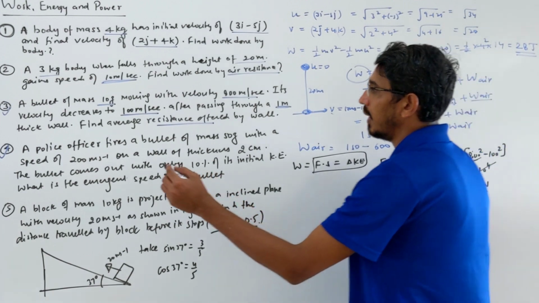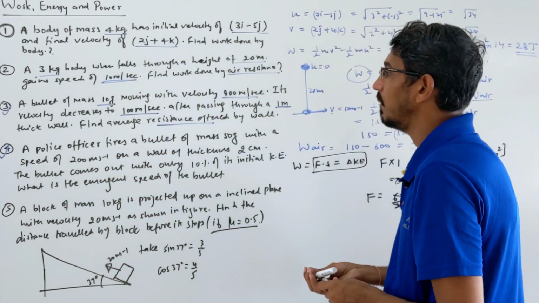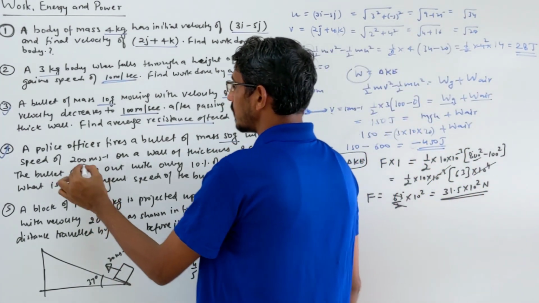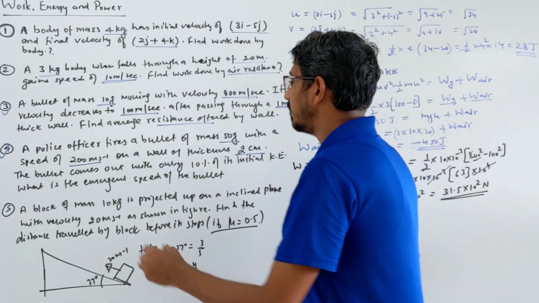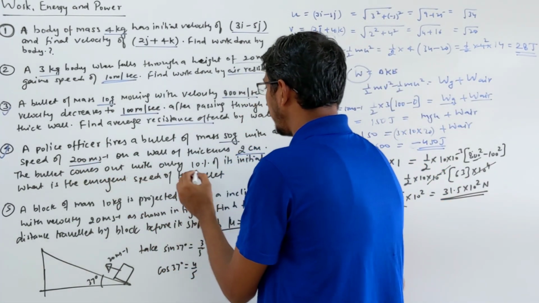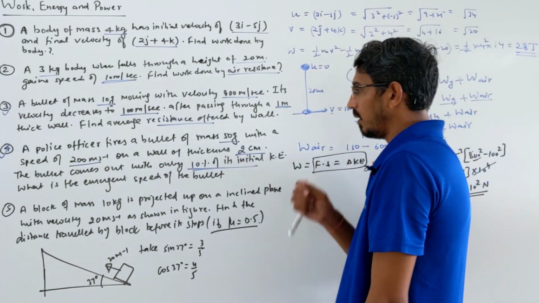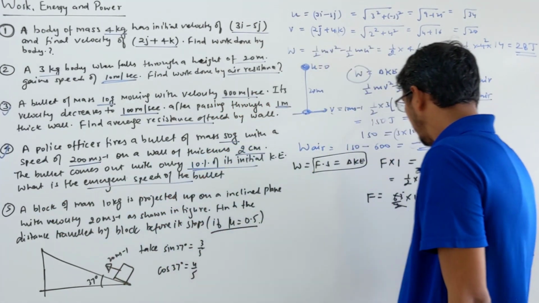Now next question. A police officer fires a bullet of mass 50 gram with a speed of 200 meter per second. Bullet mass and velocity are given, on a wall of thickness 2 centimeter. Thickness of the wall is given. The bullet comes out with only 10% of the initial kinetic energy. What is the emergent speed of the bullet?